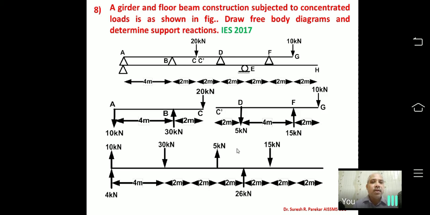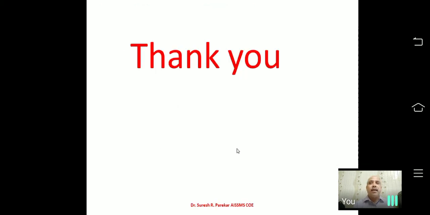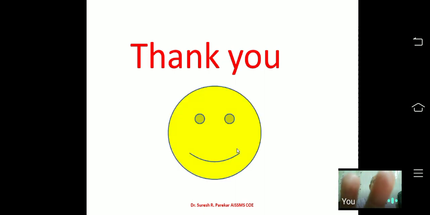So we have 5 kilonewton, which is RD, downward. So here upward. 15 kilonewton we have at F, upward. So here we have downward. And then if you take moment about A equal to 0 of all loads, then you will get a reaction at E equal to 26 kilonewton. Apply summation Fy equal to 0, you will get RA as 4 kilonewtons. So we have in this problems that are from, we have problems from IES.